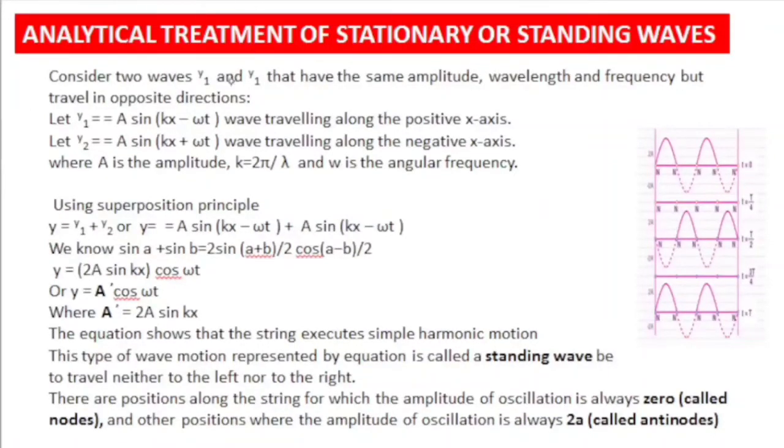How two waves traveling in opposite directions superimpose on each other and a standing wave is formed, I am going to derive the equation of that standing wave. Suppose one wave is traveling in the positive x direction like this one, and another wave is traveling in the negative x direction like this one. So what is the equation of this wave? A sin(kx minus omega t). This is traveling along the positive x direction.